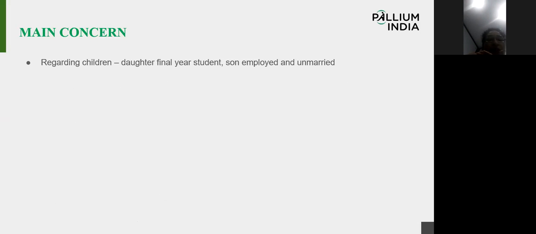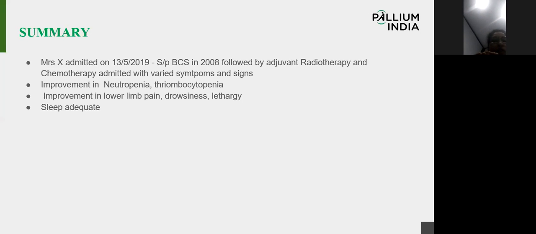And in her case, the main concern is basically regarding her children. Both are grown up, but the daughter is studying as a final year student, and the son is employed but not married. So she was a little bit worried about that aspect. And in summary, this is Mrs. X, who is a 57-year-old lady. She was admitted on 13th of this month.